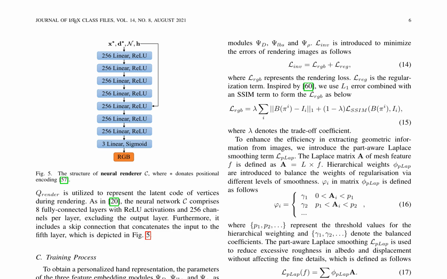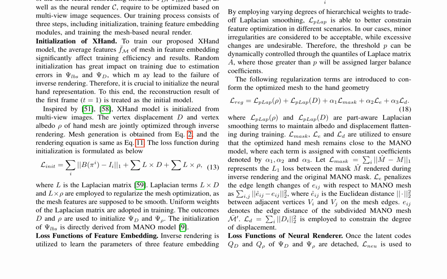The training process consists of three steps: initialization, training feature embedding modules, and training the mesh-based neural renderer. The initialization of the XHand model is crucial, and random initialization has a great impact on training due to estimation errors in Ψ_LBS and Ψ_d. The loss function during initialization is formulated as a combination of the L1 loss between the rendered image and the ground truth image, and the Laplacian terms to regularize the mesh optimization.